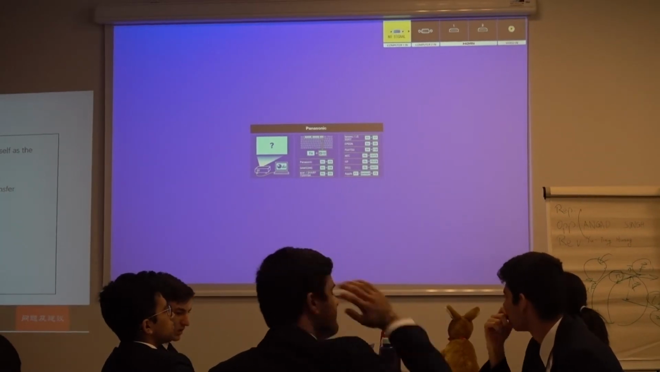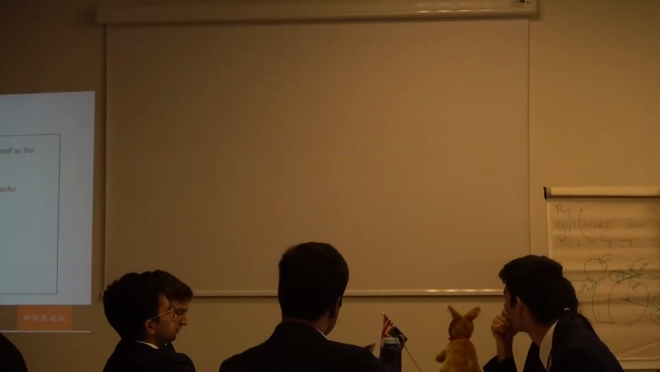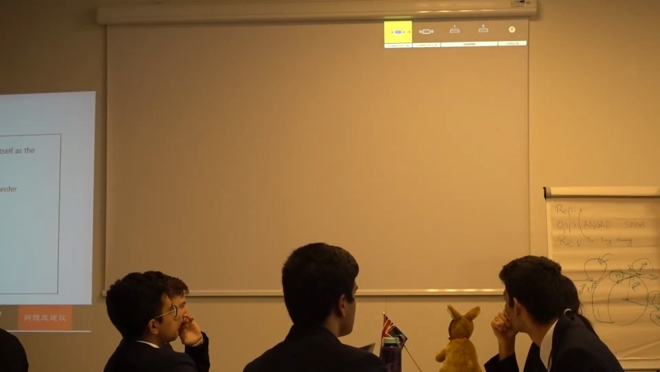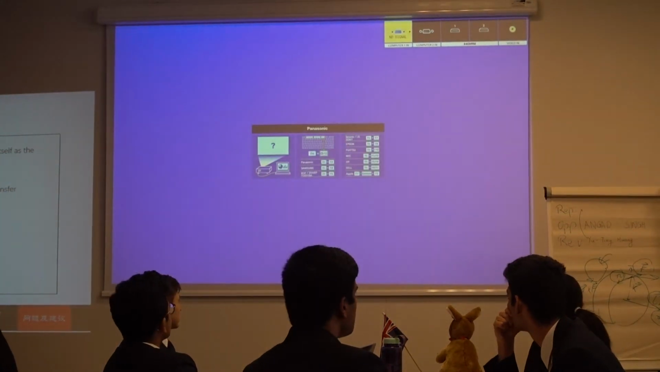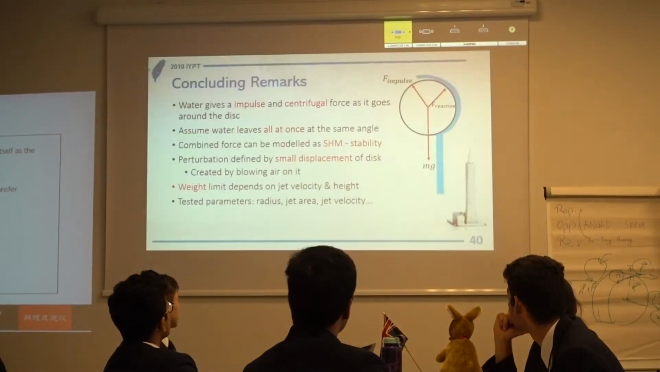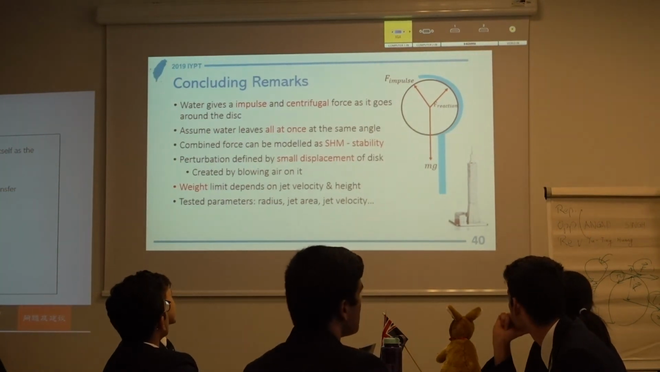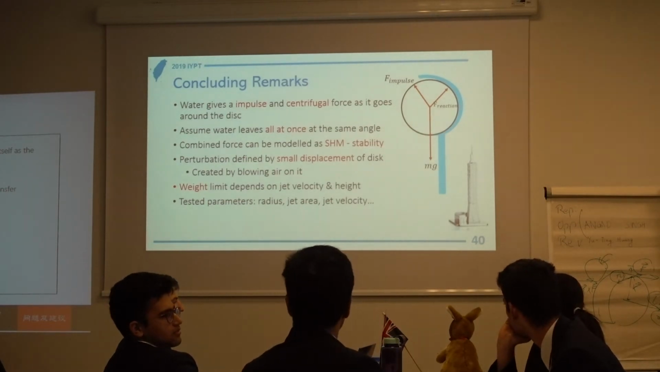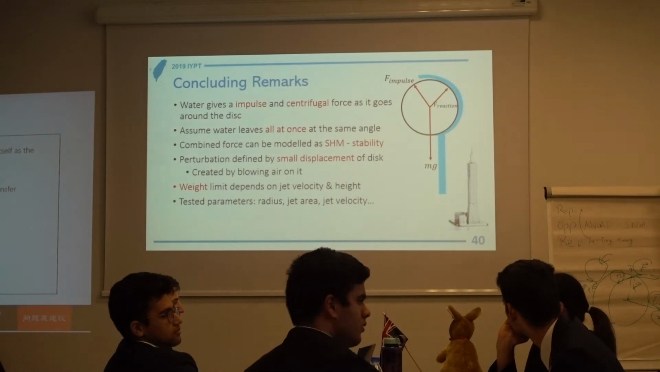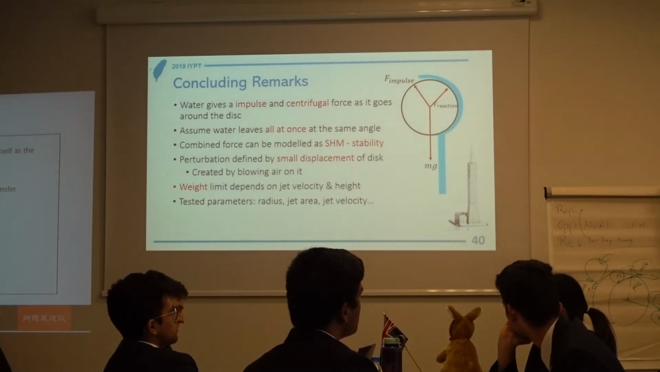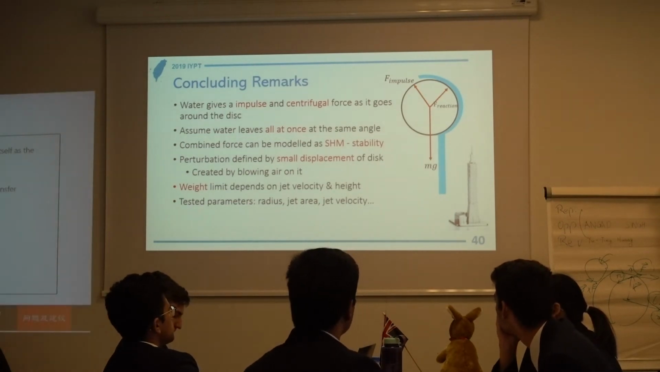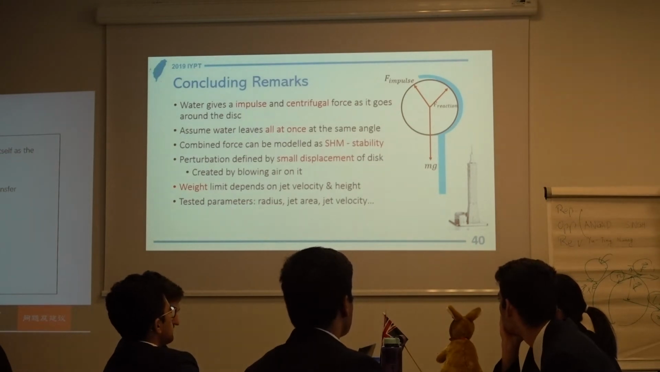First, the sound will be developed by the positive force caused by the water jet, and also the centrifugal force caused by the corona effect. And we will assume that the water leaves at the same angle, and the combined force can be modeled by simple harmonic motion for the stability of this. All the perturbations will be defined by the slow displacement by radius. For the perturbations we are using simple harmonic motion with a constant K proportional to the displacement, which represents the stability of it.